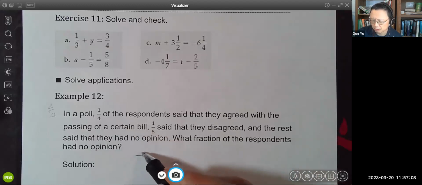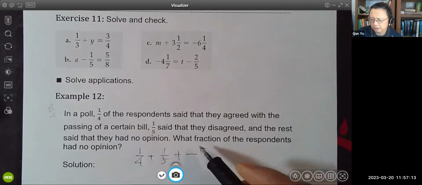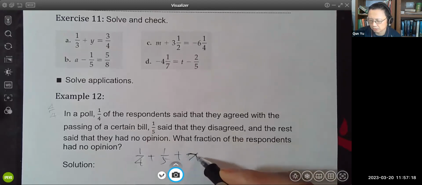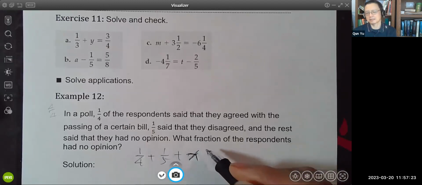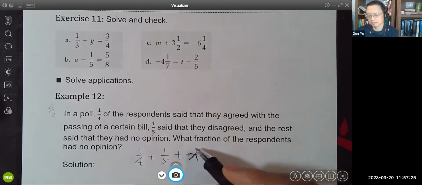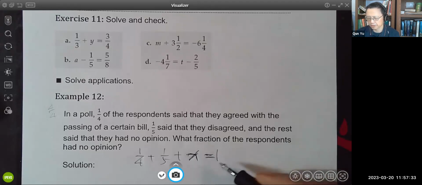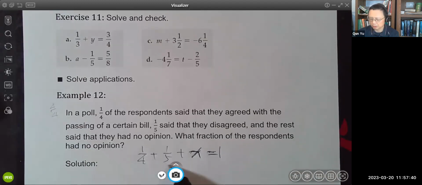So our equation is 1/4 plus 1/5 plus the fraction that represents those who had no opinion, which is x. In terms of this equation, we don't know it for the moment, we will know it later after we solve the equation. This is equal to 1, the whole thing. In terms of fractions, 1 represents the whole thing. So basically, we just need to move these 2 numbers to the other side to get x on one side by itself.